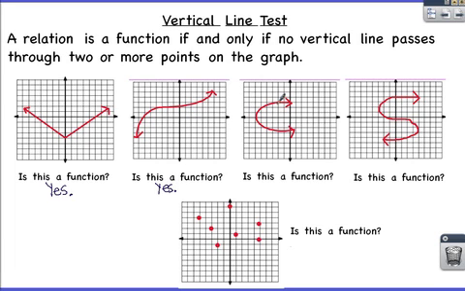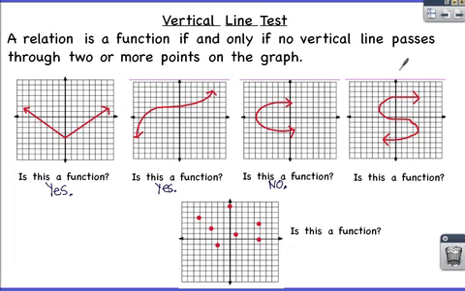Try the remainder of this slide on your own, so pause the movie and resume when you're ready. In our third graph, this is not a function. If I were to draw a vertical line here, the graph would cross that vertical line twice, once up here and once down here. Since this input or x-coordinate has more than one y-coordinate, this is not a function.